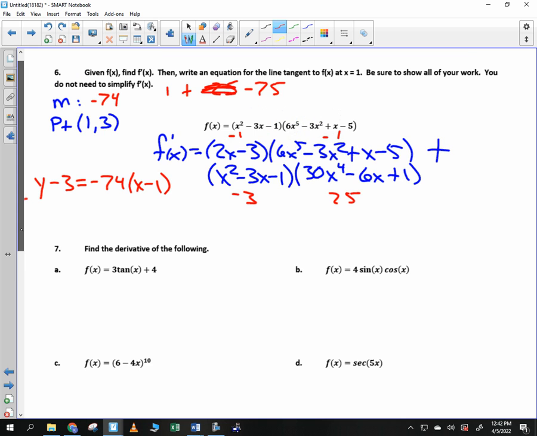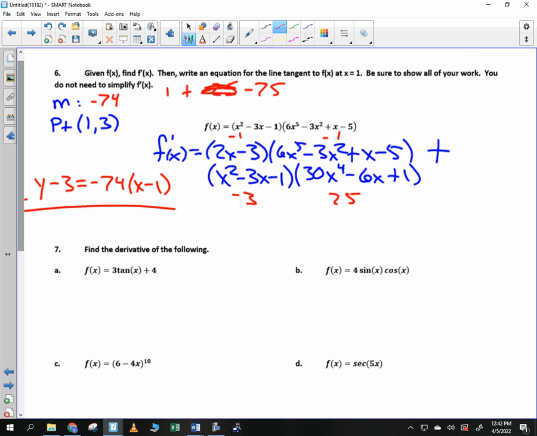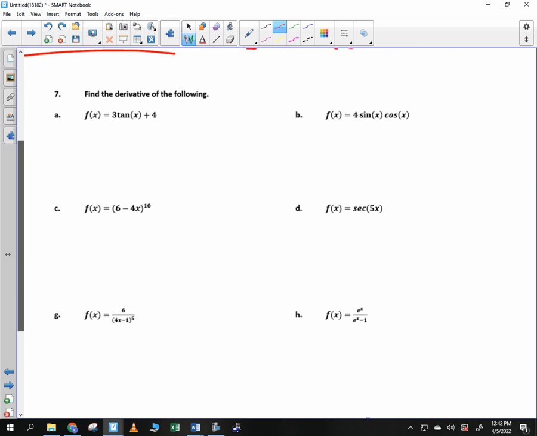So the actual answer: write an equation for a line. Find the derivative. What's the derivative? F prime of x. Tell me how. 3 secant squared of x. If you don't know the derivative of tangent is secant squared on the AP exam, you're going to have a long day. F prime of x. Tell me how.